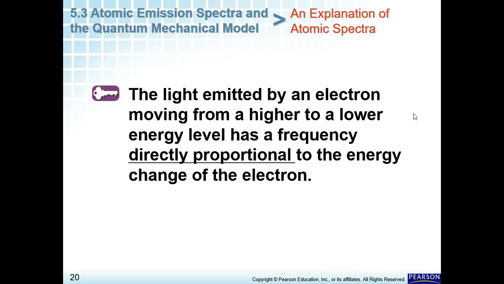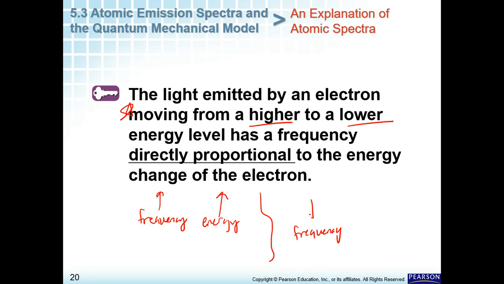One thing to know is that when light is emitted from an electron moving from a higher to a lower level, and that's important, it has to be high to low, they release energy. We need to know that frequency is directly proportional to energy. And all that means is if frequency increases, energy also increases. Same thing if we were to reverse it. If frequency decreases, energy would also decrease. They are related in that way.